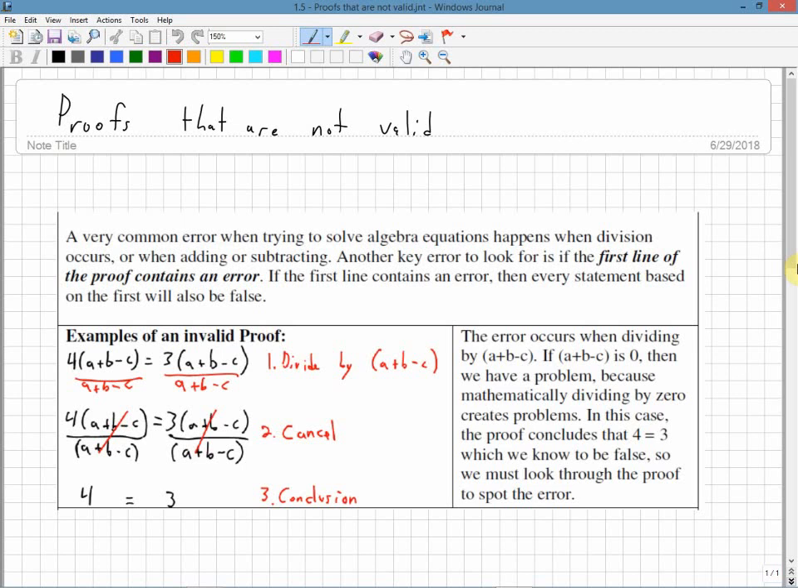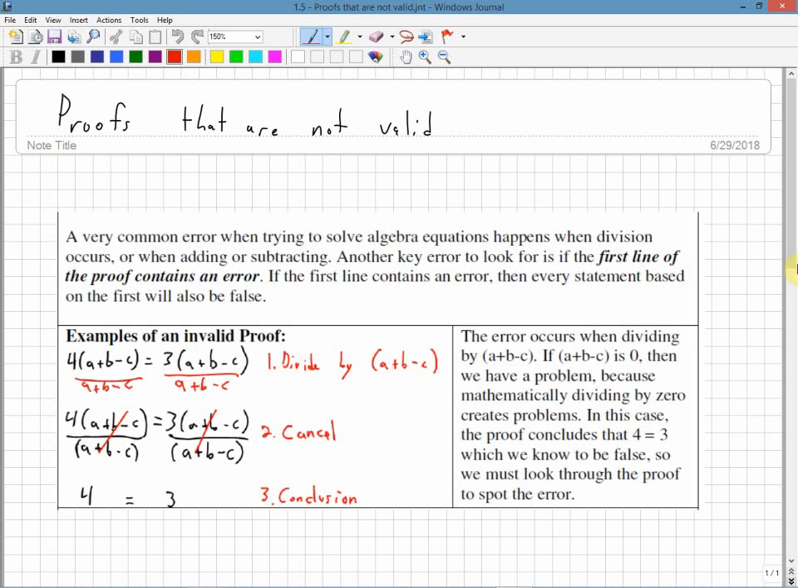Proofs that are not valid. A very common error when trying to solve algebra equations happens when division occurs, or when adding or subtracting. Another key error to look for is if the first line of the proof contains an error. If the first line contains an error, then every statement based on the first will also be false.